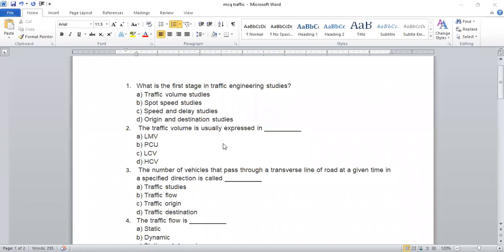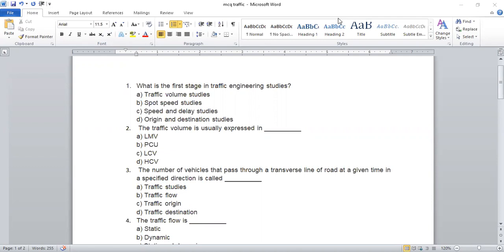First MCQ: what is the first stage in traffic engineering studies? First option is traffic volume studies. Second is spot speed studies. Third is speed and delay studies. And last is origin and destination studies. So what is the answer? Can anyone please tell me?